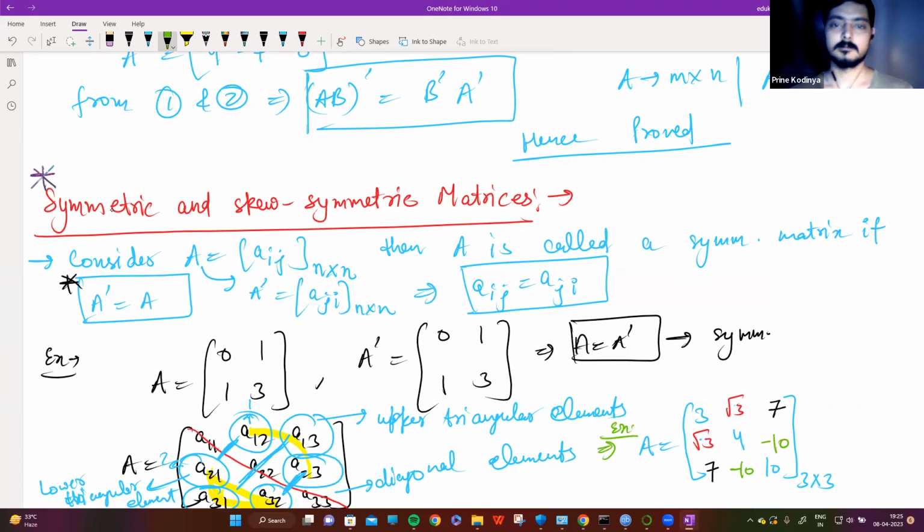That is how you can write a symmetric matrix. A symmetric matrix will look symmetric about the diagonal. Everybody understood what a symmetric matrix is?